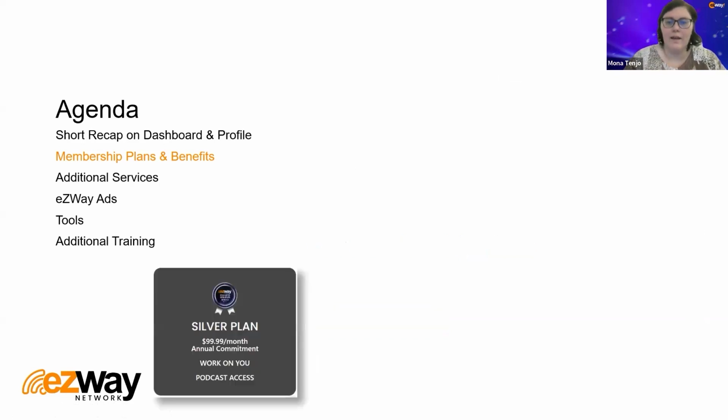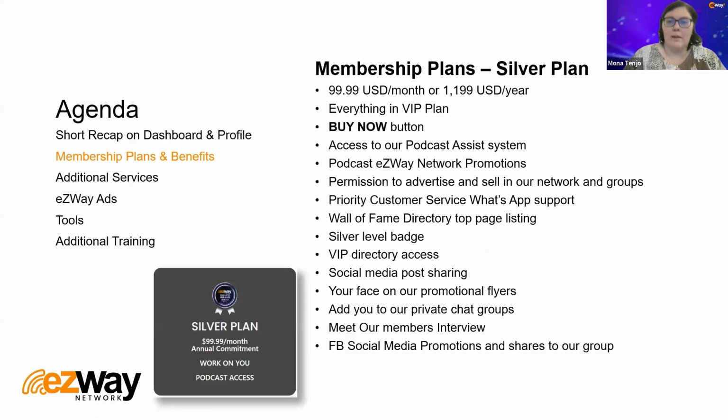Now, the next plan, the silver plan, and let me just show you everything. So that comes with either $100 a month or $1,200 a year. And you get, of course, everything in the VIP plan, plus you get now more functionalities, right? So you get the buy now button, you get access to the podcast assist system, you get the ezway networks promotions, the podcast promotions, you have the permission to advertise and sell in the networks and groups, right? You get priority customer service, okay? So you get a WhatsApp support group, that will help you in case of any questions, right?